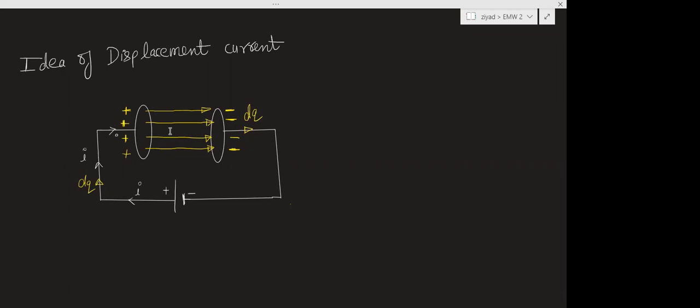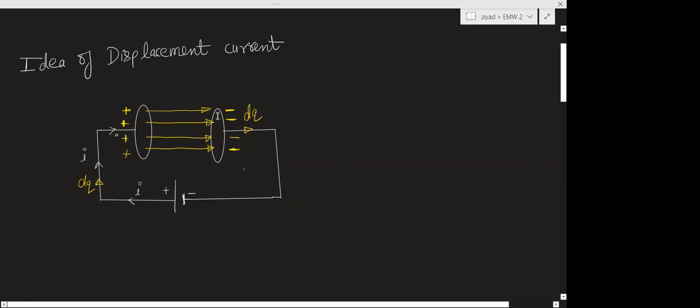There are two plates of the capacitor: a negatively charged plate and a positively charged plate. With time, the negative charge on this plate will increase, and with time, the positive charge on this plate will increase. So due to that, there will be current in this circuit, in this wire. But what will be the current in this region? As there is no wiring connection here, there is complete vacuum, so there is no current here.